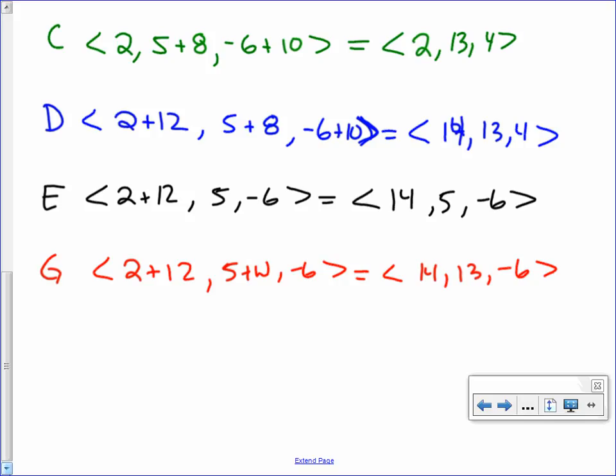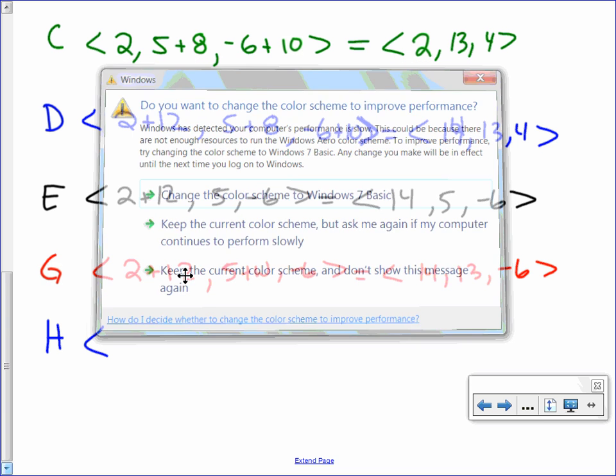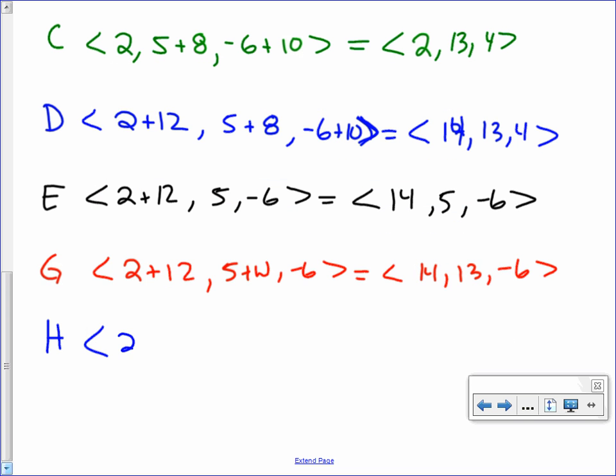H. What's changing? The width. 2, 5 plus 8, -6. So 2, 13, -6.